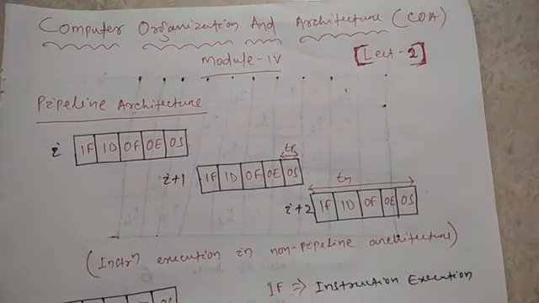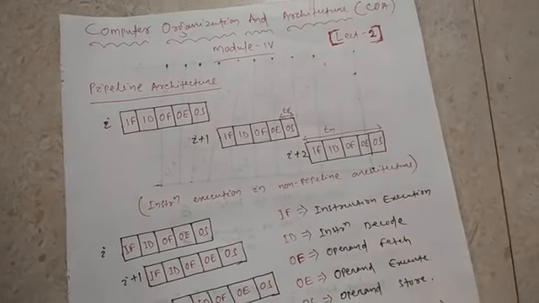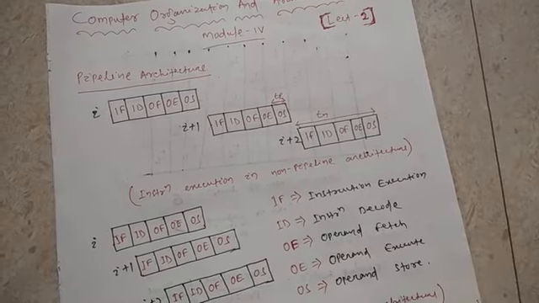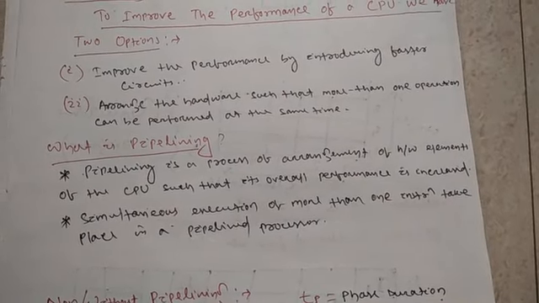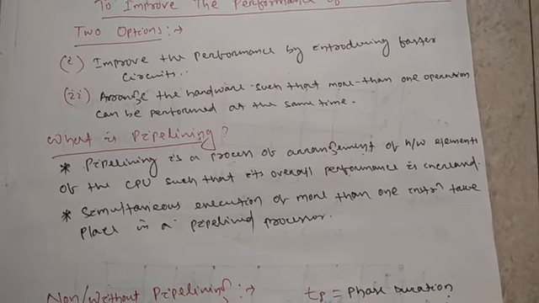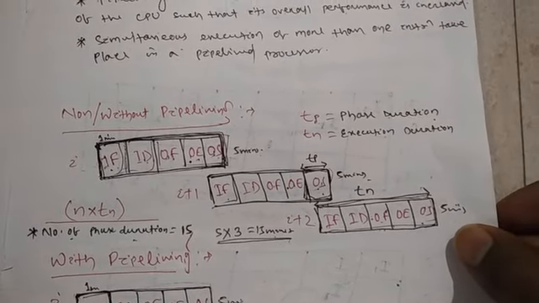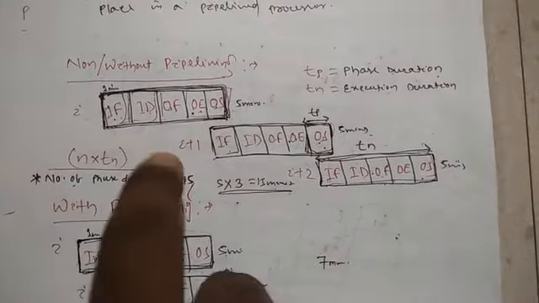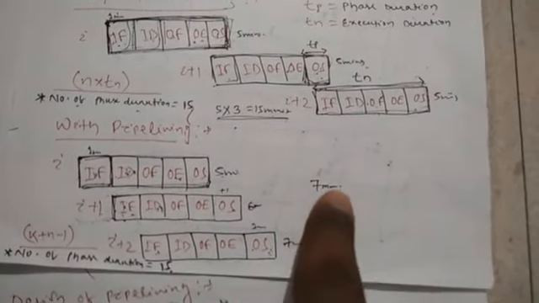Pipelining architectures. In the last class we discussed what is pipelining, how many types there are, and what is the difference between non-pipelining architecture and pipelining. So pipelining is a process of arrangement of hardware elements of the CPU such that its overall performance is increased. Also we discussed that without pipelining, the execution time duration is 15 minutes, while with pipelining the execution duration will be 7 minutes.